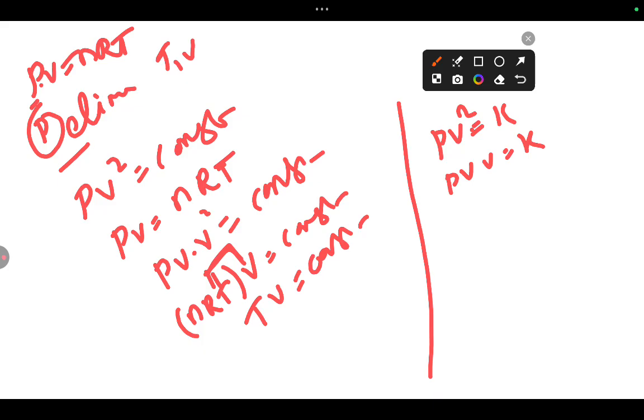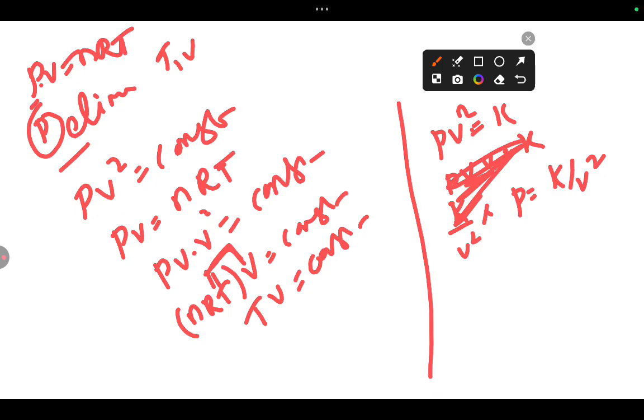So P equal to K by V square. That is PV square equal to K. Then P equal to K by V square.